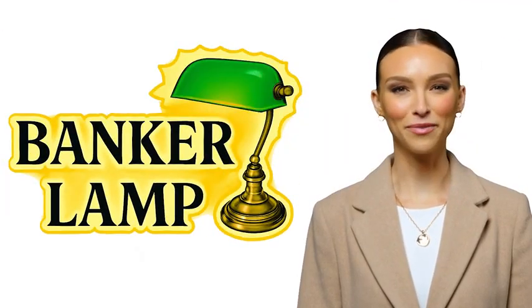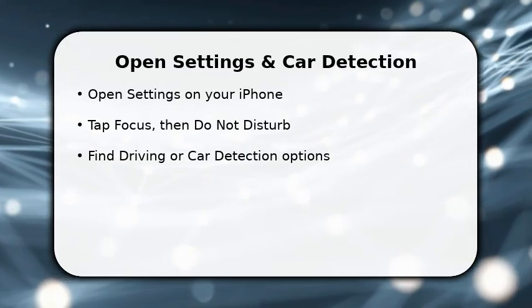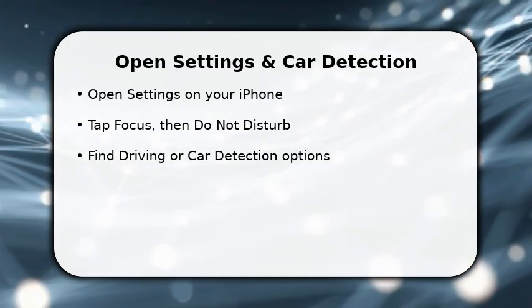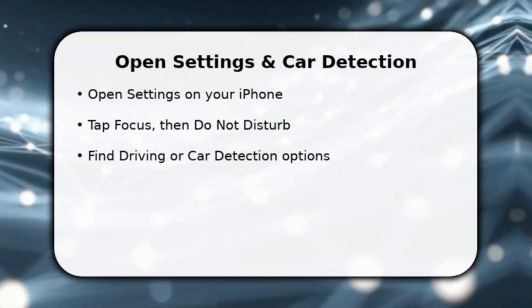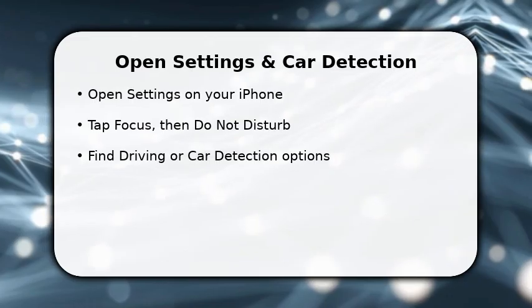Please enjoy the video. You start by opening Settings and tapping Focus to reach Do Not Disturb. Once there, make sure Driving or Car Detection is visible. This is the mode that silences alerts while you drive.